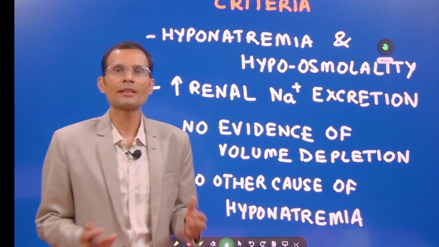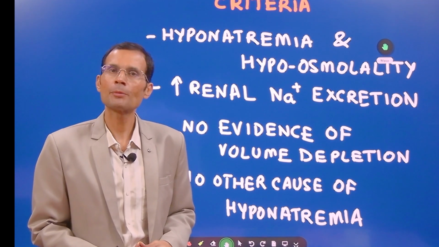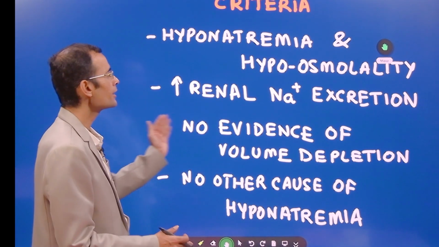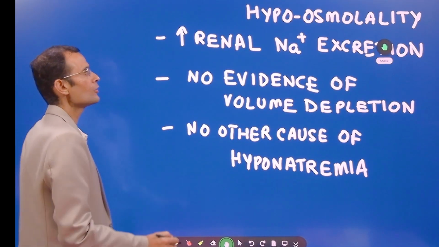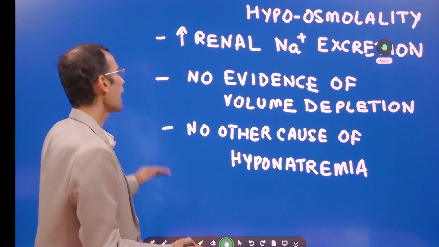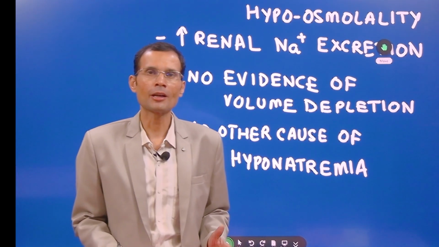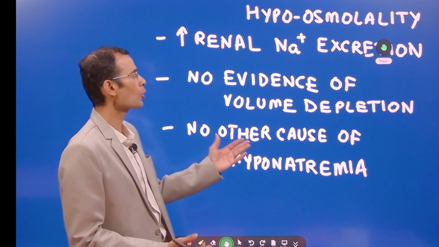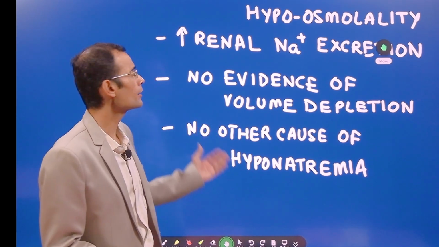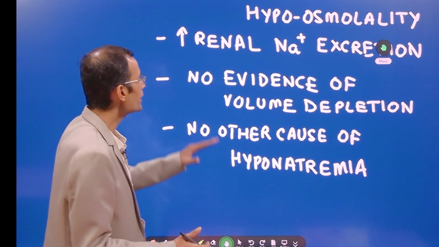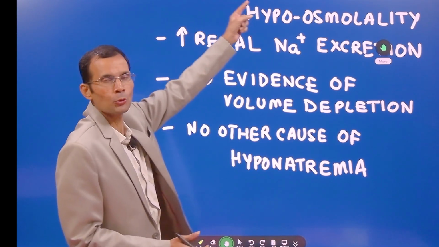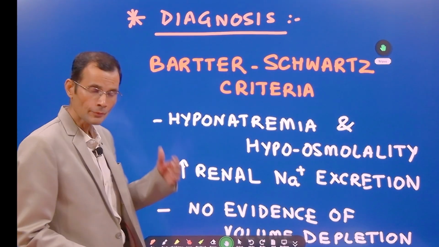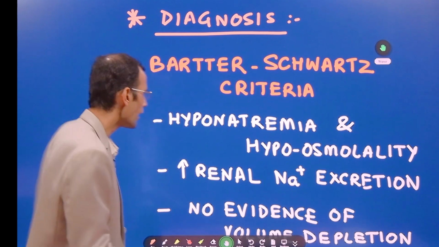Increased renal sodium excretion. As I mentioned just now, there may be release of ANP. It will cause natriuresis and diuresis, so increased renal sodium excretion. No evidence of volume depletion, and there is no other cause of hyponatremia. So if you take the history, if you examine the patient and there is no apparent cause for hyponatremia and there is no evidence of volume depletion, and you find those other two, then it's the Bartter-Schwartz criteria for the diagnosis of SIADH.